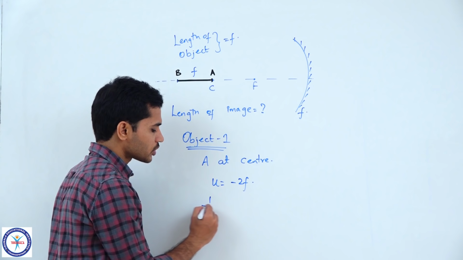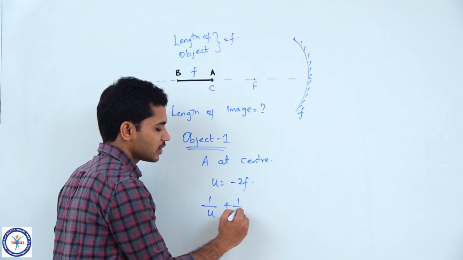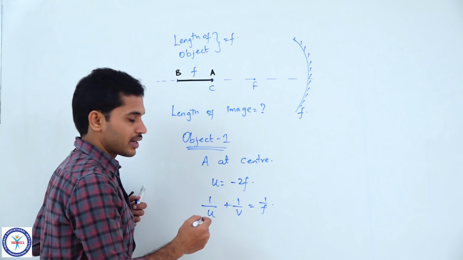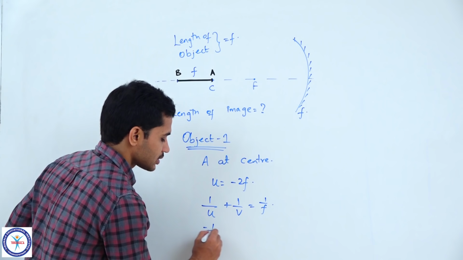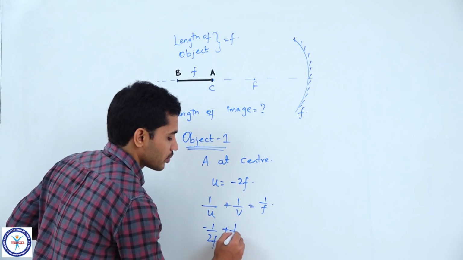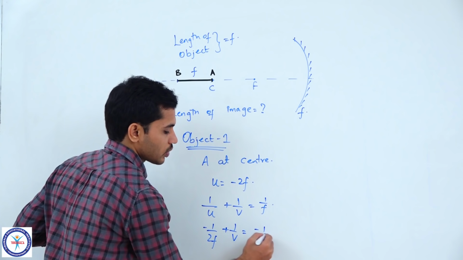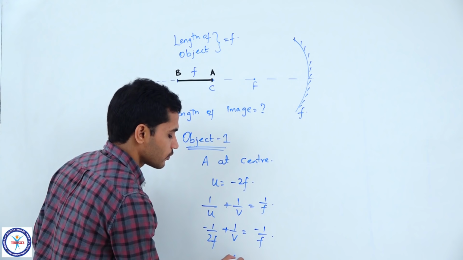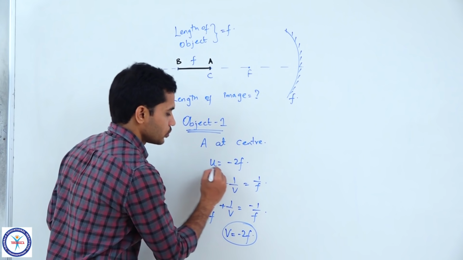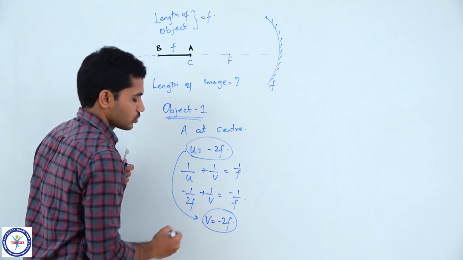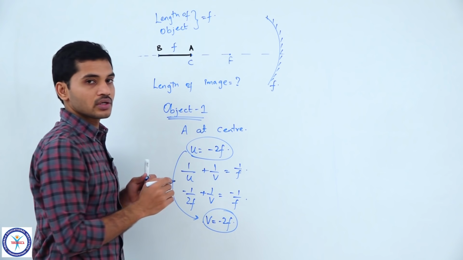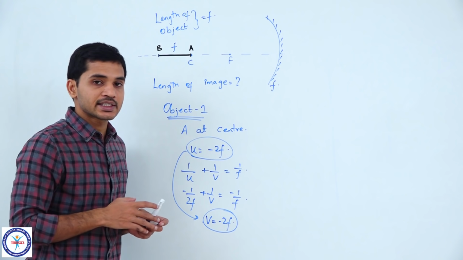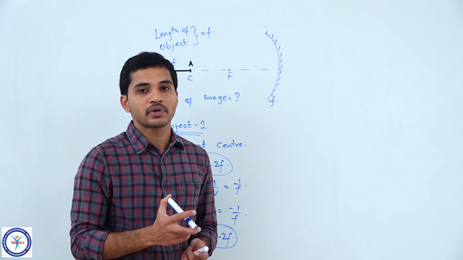If you want, you can also write the equation to verify that. 1 by u plus 1 by v is equal to 1 by f. This is the general equation. If I substitute u as minus 2f, plus 1 by v is equal to 1 by f with a negative sign because of the concave mirror. When you simplify this, you will get the value of v as minus 2f. So, u is minus 2f, v is minus 2f. It means that the image of A is formed at the same position where the object is placed. If the object is placed at the center, then the image is also formed at the center itself.